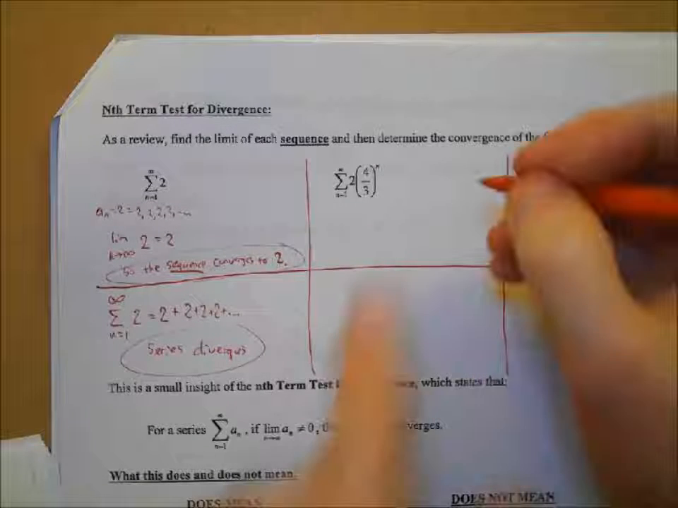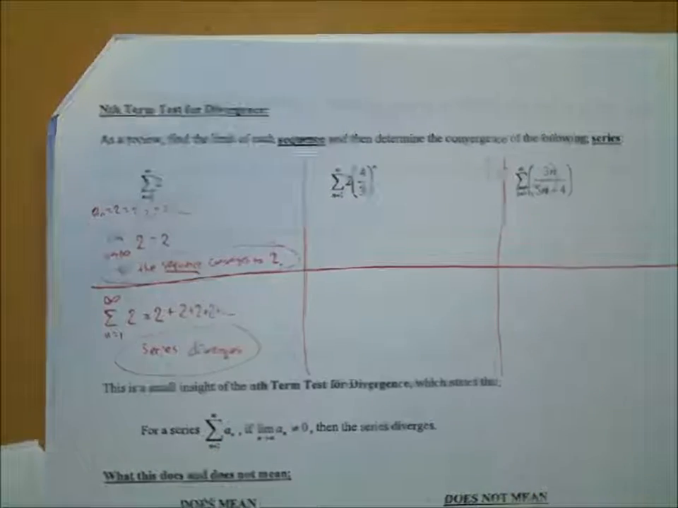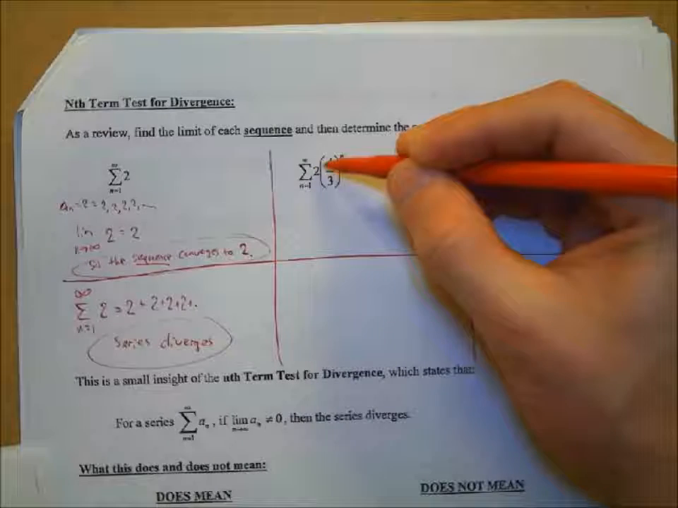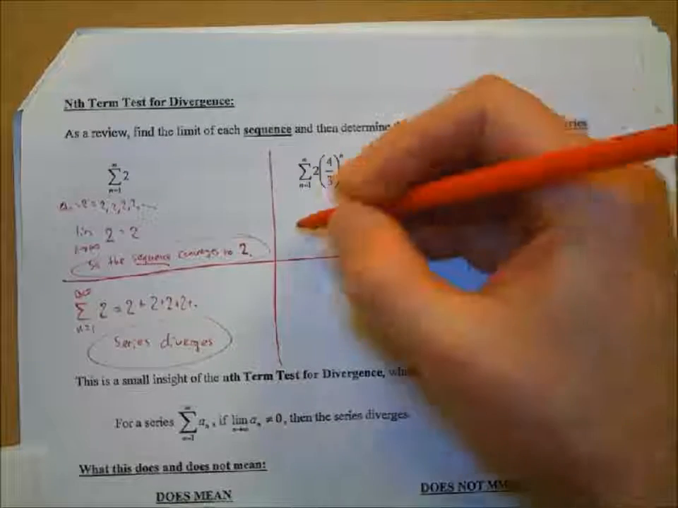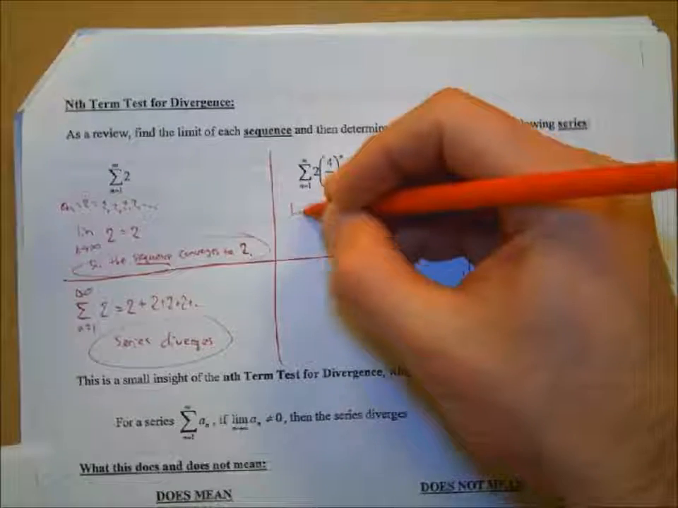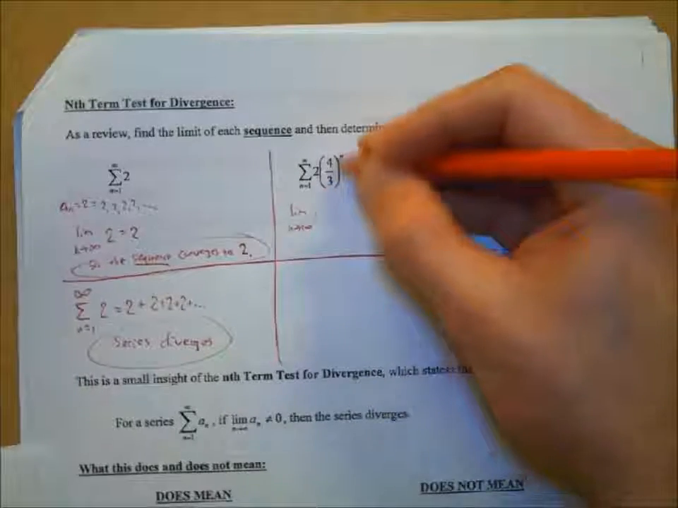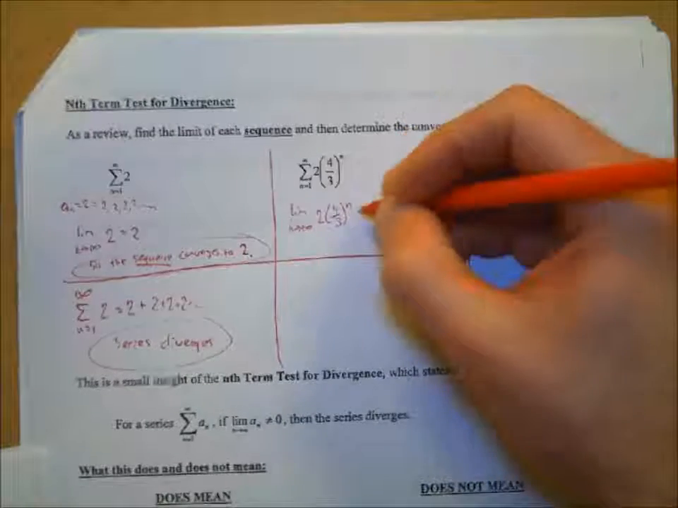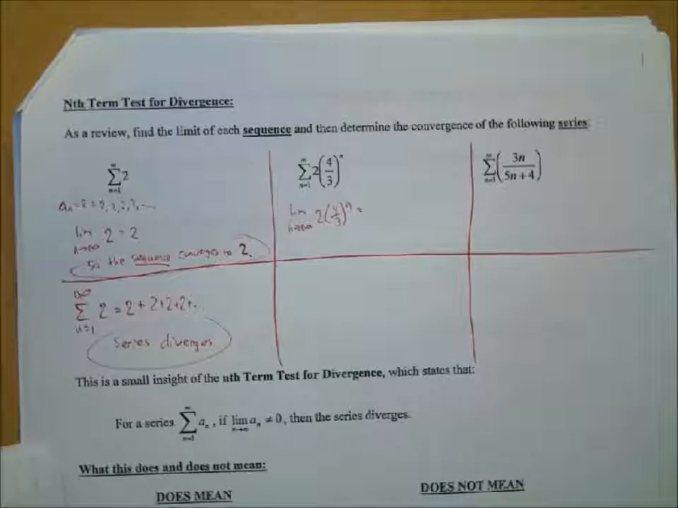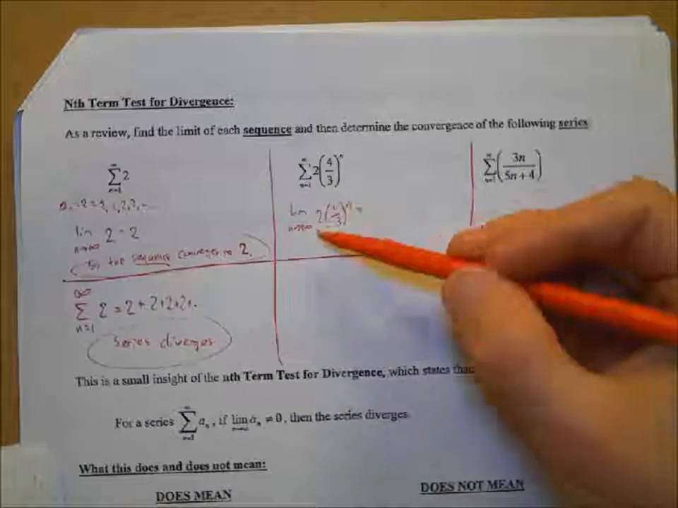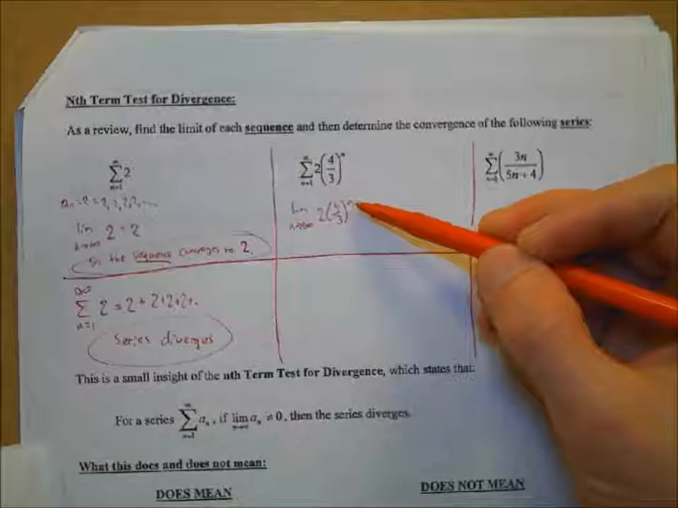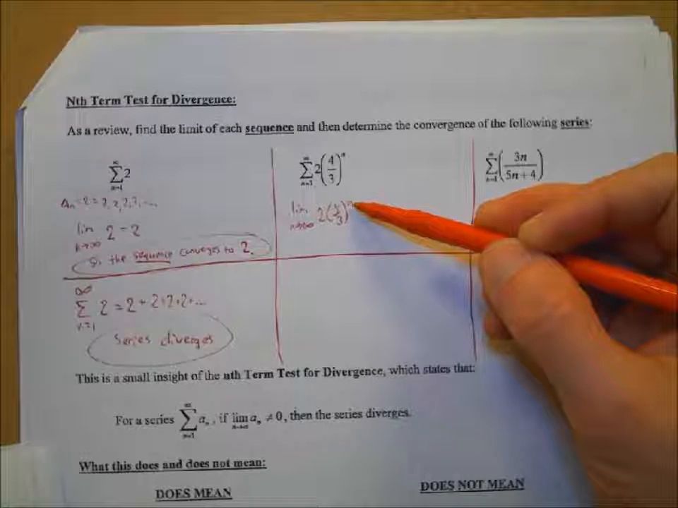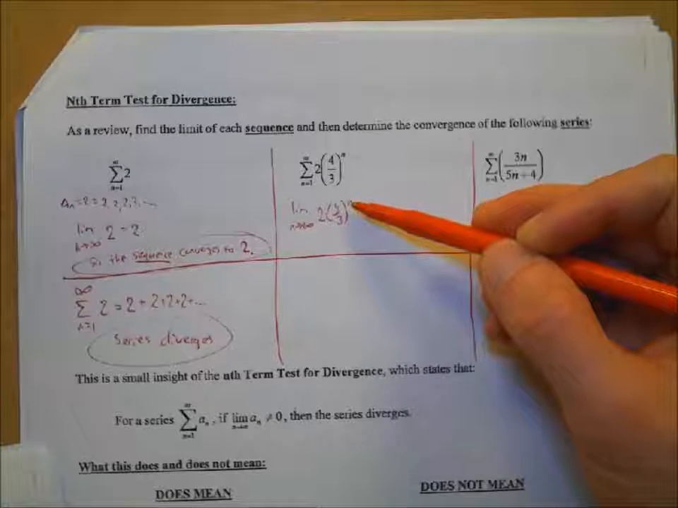Okay, so let's take a look at this next series and sequence here. We'll consider the sequence, which is just 2 times the quantity 4/3 to the n. We'll again take the limit as n approaches infinity of the sequence here, so 2 times 4/3 to the n. You can imagine substituting in infinity here for n. We're going to take that 4/3 and raise it to the infinite power, multiplying 4/3 by itself an infinite number of times, and then times 2.